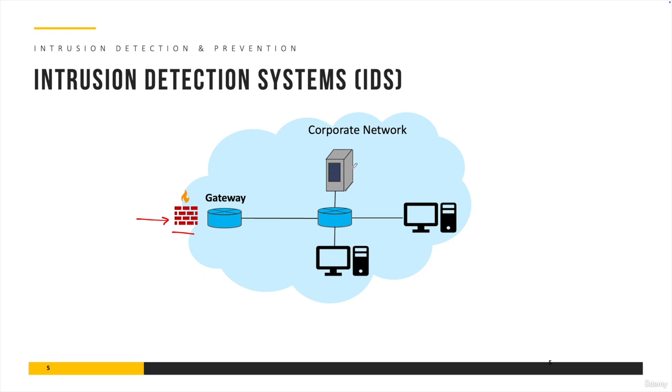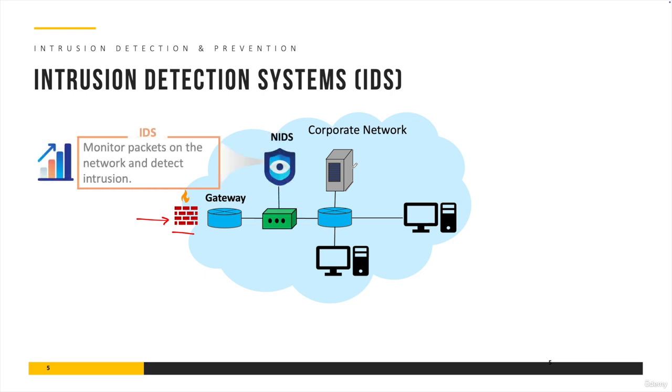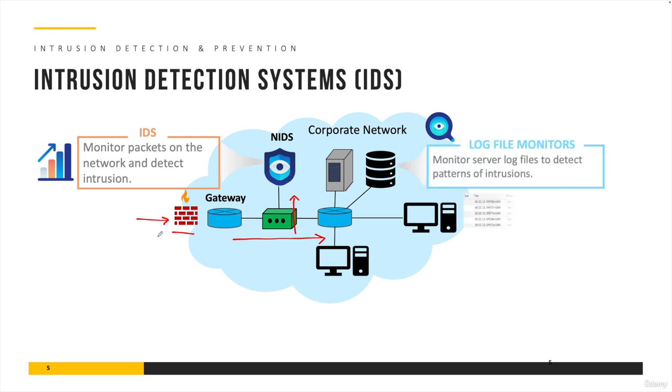Now, the first type of intrusion detection system is what we call a network intrusion detection system, which is placed on the network. The job of a network intrusion detection system is to monitor packets on the network and detect intrusions. All of the traffic that's going this way, a copy of it is also sent to this network intrusion detection system, which then analyzes and processes it. But let's say some traffic has already bypassed the firewall.